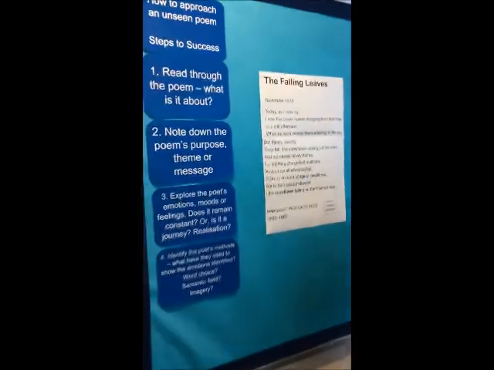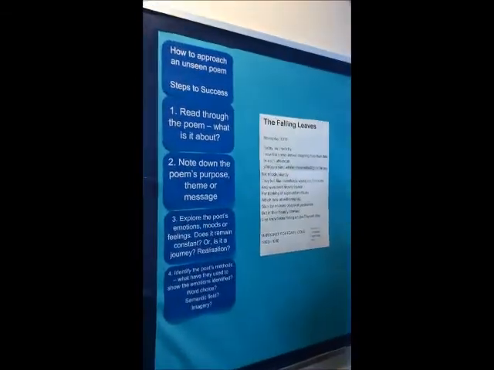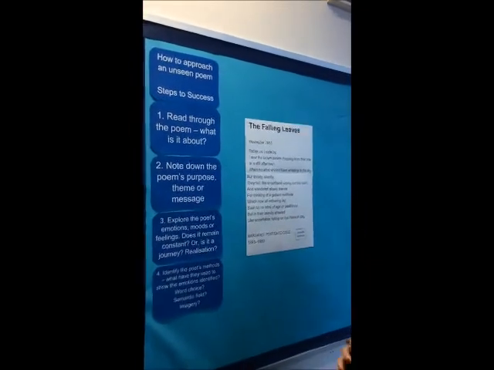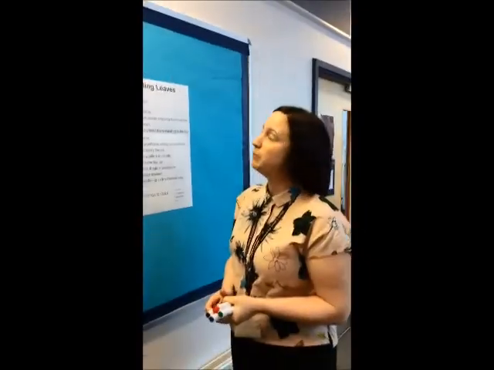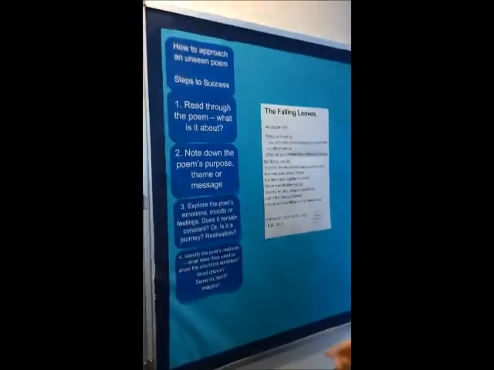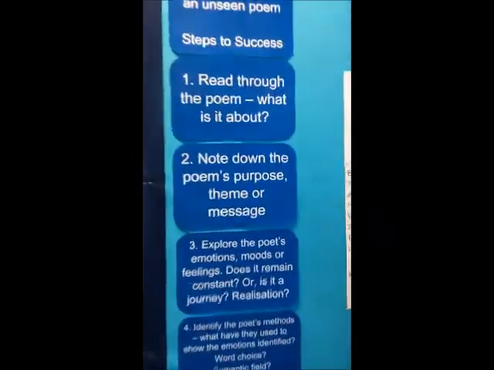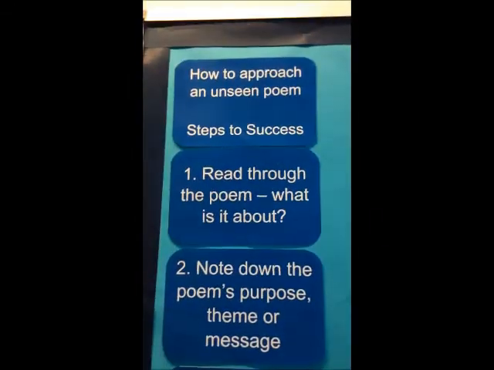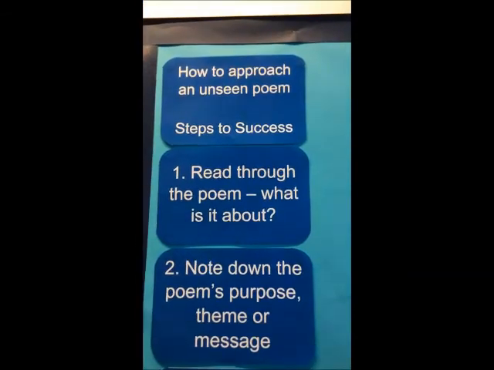Right, so let's get to it then. If we look at the display now, we're just focusing on section C, okay? So just the unseen poetry. On the display board, which is up in the English area now, you will see how to approach an unseen poem. We've got some steps to success that you can now follow. So we're going to be looking at how we can start to break something down, okay?